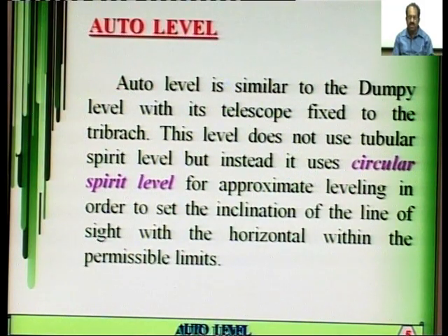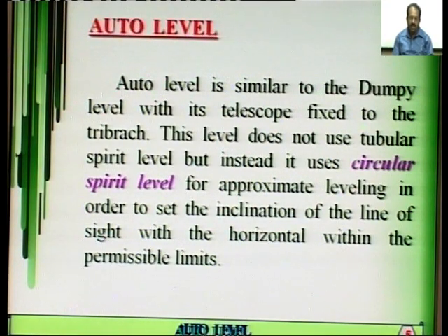You must have gone through the dumpy level, you have studied it and done practicals on it. So, auto level is just similar to that, with its telescope fixed to the tribrach. This level does not use the conventional tubular spirit level, but instead it uses a circular spirit level for approximate leveling in order to set the inclination of the line of sight with the horizontal, within the permissible limits.